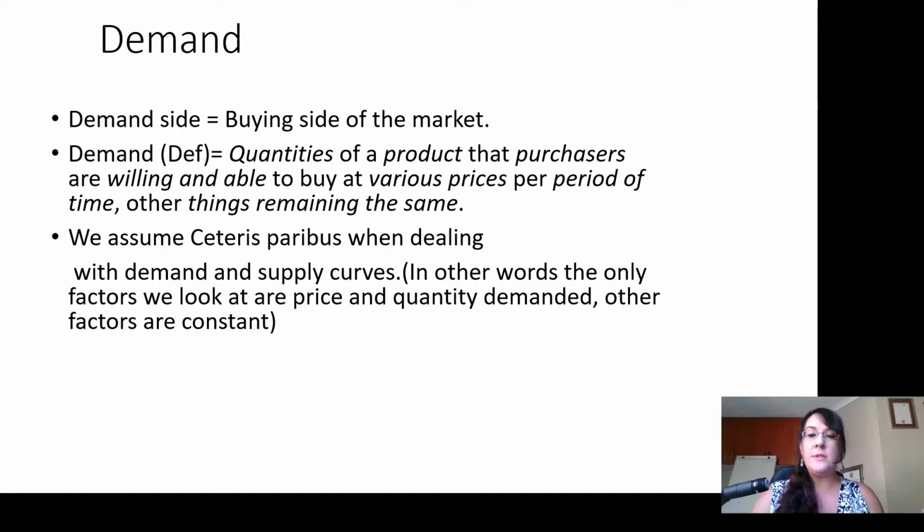So ceteris paribus is a Latin word describing all other things remaining the same. In economics and law, they like to use some Latin concepts or words. And basically what ceteris paribus is, is that I am looking at two variables. The two variables will be, for demand, price and quantity demanded. And we say that other factors outside of those two variables are seen as staying constant.